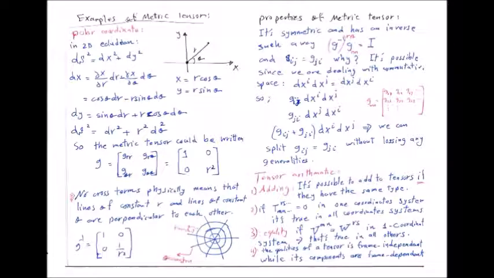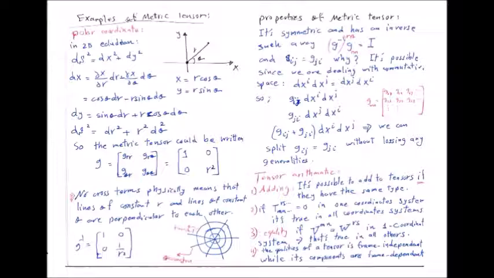What does it physically mean that I don't have off-diagonal elements? That means that the lines of constant r are perpendicular to the lines of constant theta, and this is what I have in polar coordinates if they represent a flat space. We also notice that this matrix, 1 0 0 r square, is symmetric and invertible, and its inverse is 1 0 0 1 over r square.